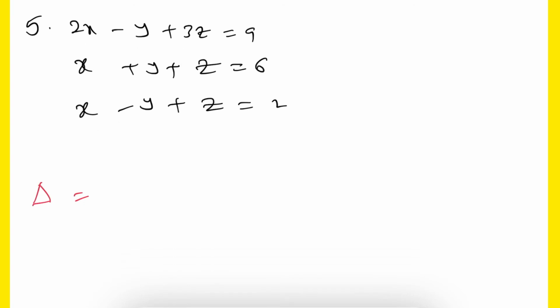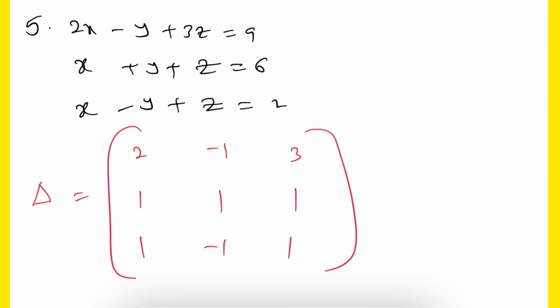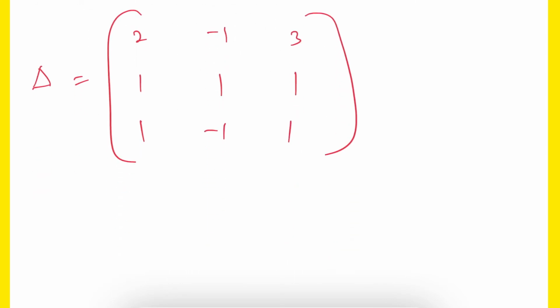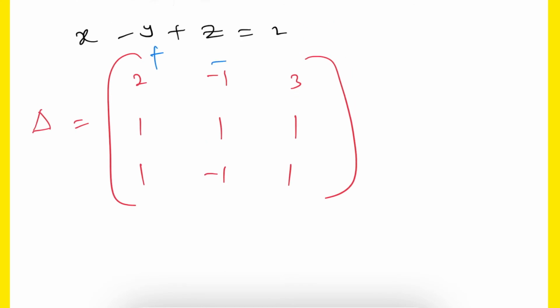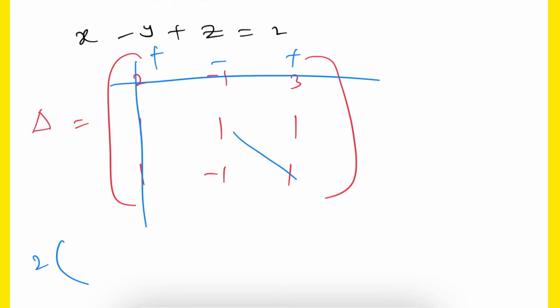So delta is equal to x coefficient, y coefficient, z coefficient in each row: 2, minus 1, 3, 1, 1, 1, 1, minus 1, 1. Okay. Now let us find out the determinant for this. This will become plus, it will become minus, it will become plus. So 2 into, if you eliminate that all, 1 ones are 1, minus, minus 1 into 1, minus 1, already minus is there, so it will become plus 1.